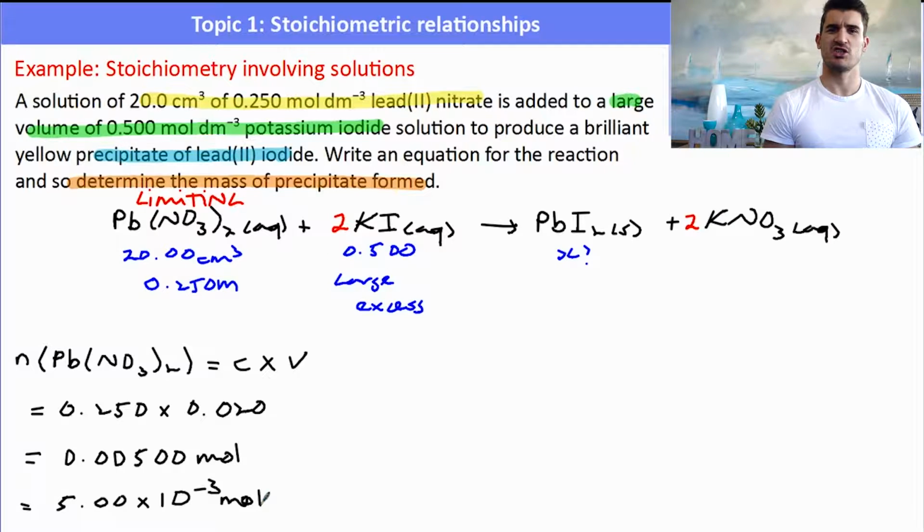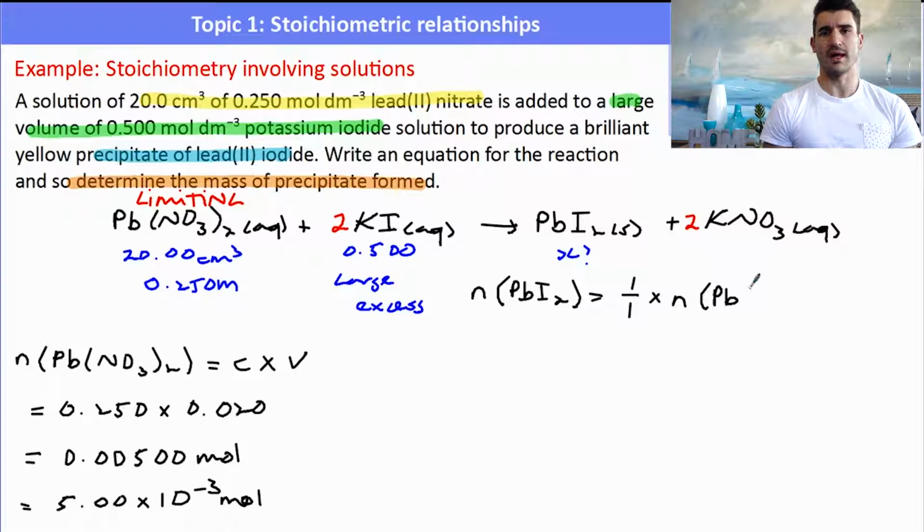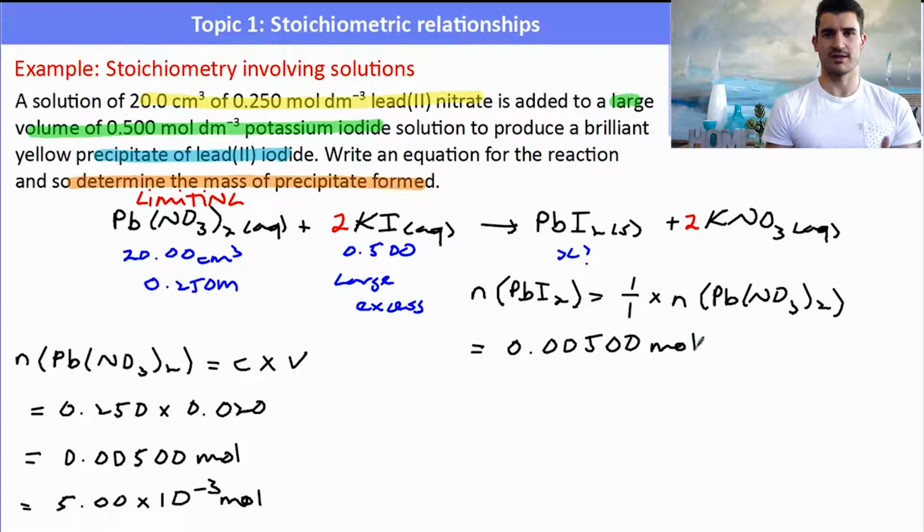And now I'm in a position to use the balanced chemical equation to work out the number of moles of my unknown. So the thing that I want is PbI2. What's the stoichiometric coefficient? It's 1. The thing that I've got is Pb(NO3)2. So it's a 1 to 1 relationship. So the number of moles of PbI2 is the same as the number of moles of lead nitrate. So 5.0 times 10 to the negative 3, or written as a decimal as such.